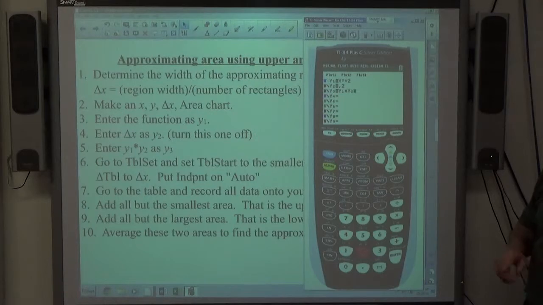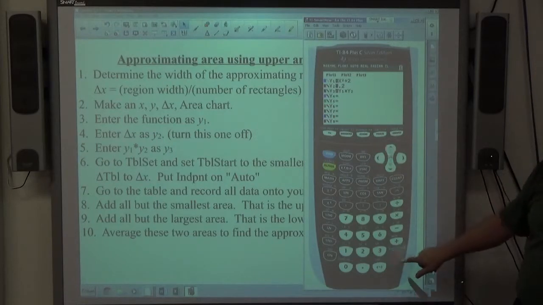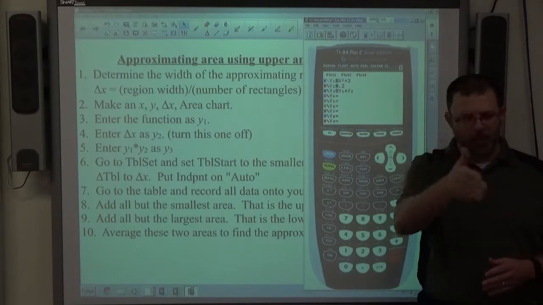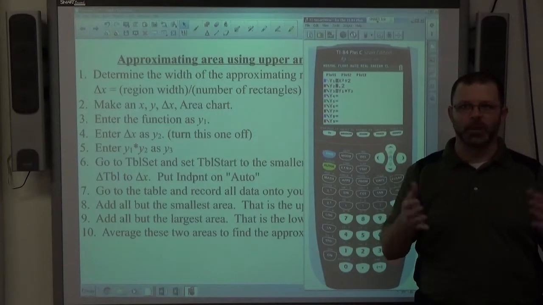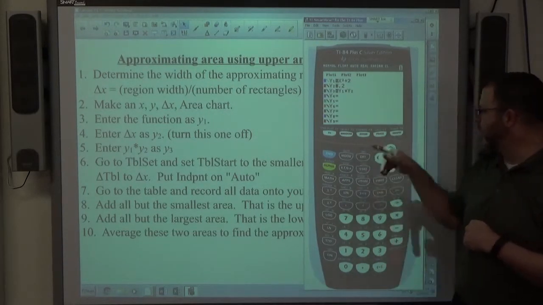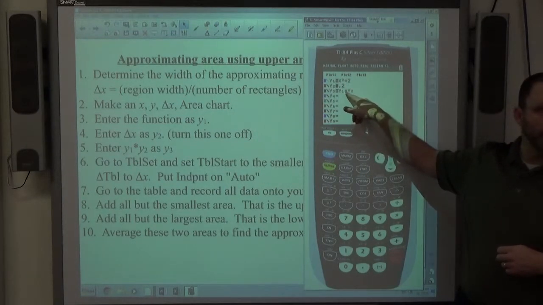All right? And what I always do is I turn off y2. You don't have to do that, but by turning it off, you're not going to see a whole bunch of 0.2s in a row. So confusing. Yeah, it won't even confuse you, it'll just be in the way. All right, so you just turn off y2. So when I go to the table, all I see is y1 and y3. y1 the function, y3 the area.